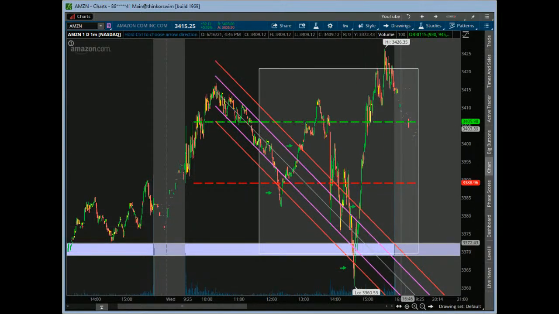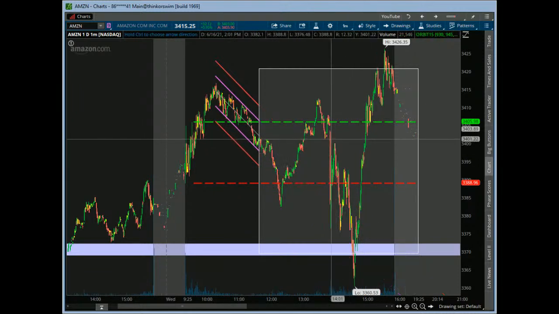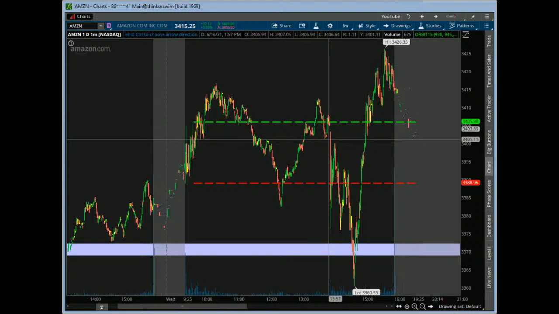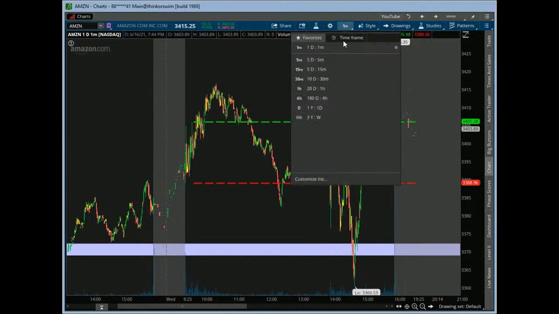And look what it did. We broke out of the channel here, and that finally gave us a nice move up. So pretty cool stuff. So again, guys, play around with this. It's really fun. It's a little bit different than the channels that we were originally talking about, which are kind of contained statically by what we think the impulsive waves are.